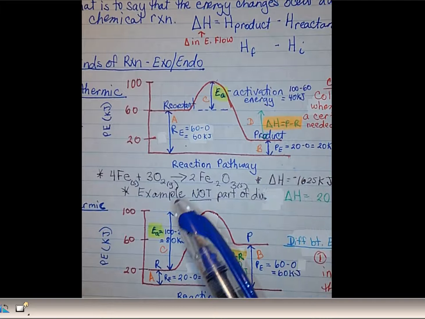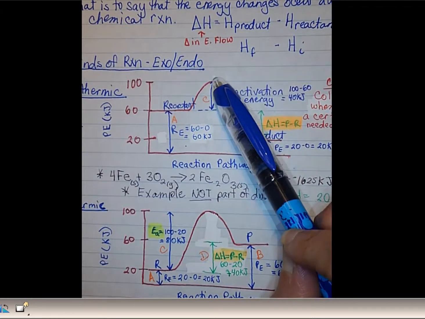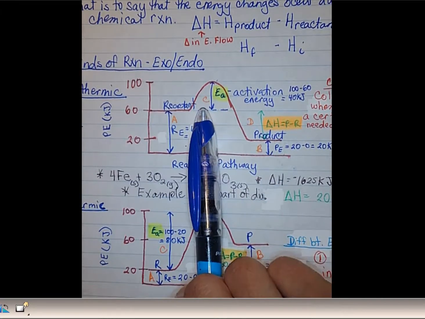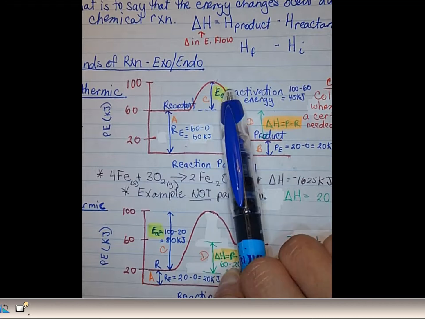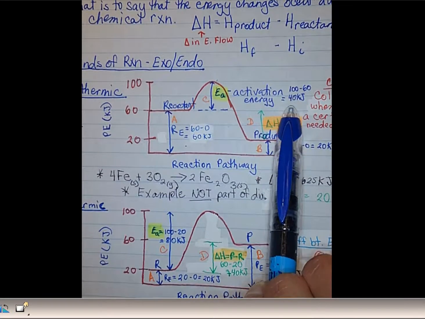So the activation energy is the energy needed to activate the reaction to allow those reactants to become products. In this case, your activation energy goes all the way up to 100. So it would basically be 100 minus 60, and 100 minus 60 gives you 40 kilojoules.